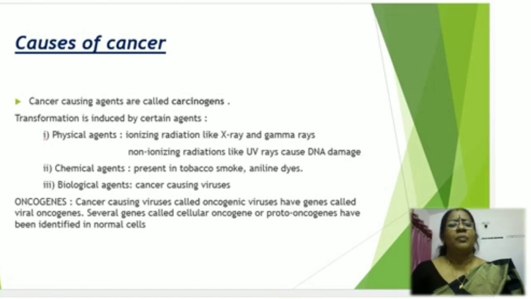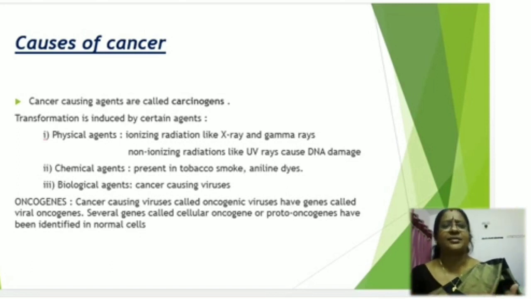So, the important causes of cancers: cancer causing agents are called carcinogens. The important carcinogens are classified into three categories, that is physical agents, chemical agents and biological agents. Physical agents contain ionizing radiation and non-ionizing radiations. Ionizing radiations are X-rays and gamma rays. The non-ionizing radiations are UV rays, which cause DNA damage.